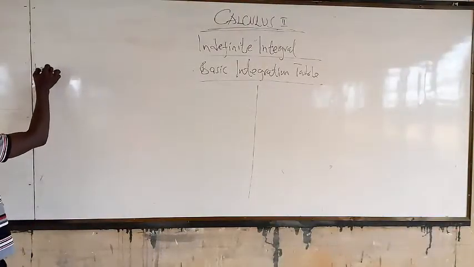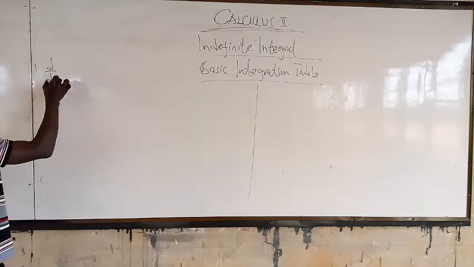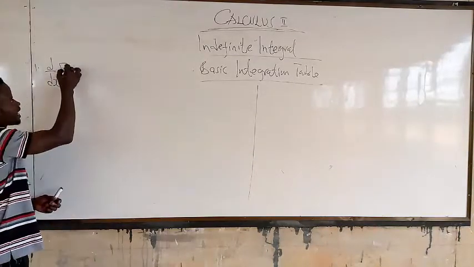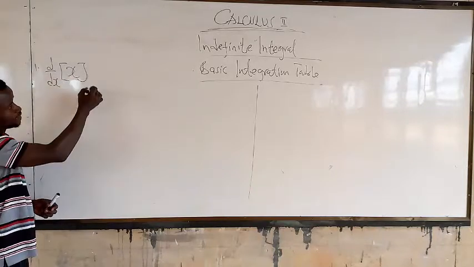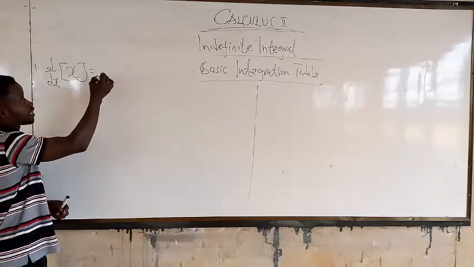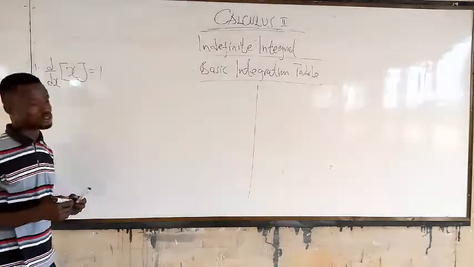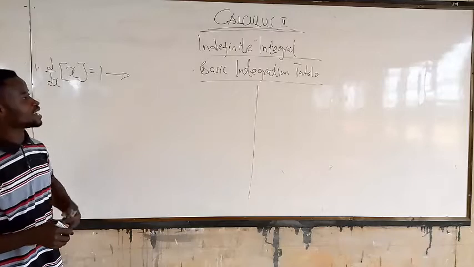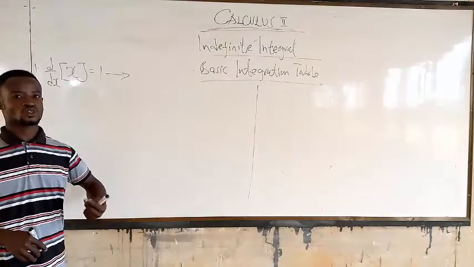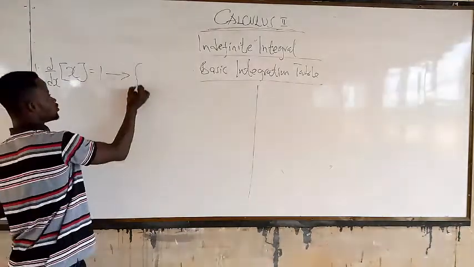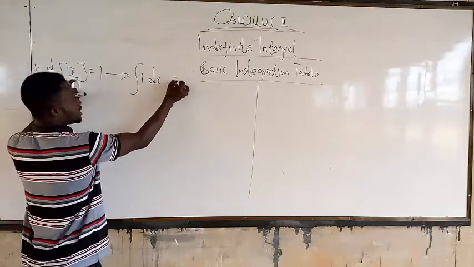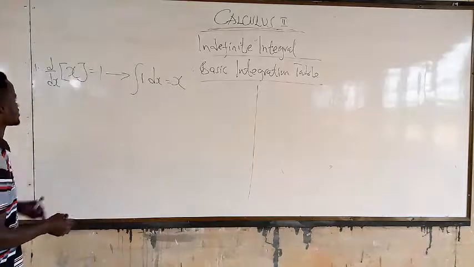1. If you differentiate x in differentiation, what will you get? 1. So what we are saying is that since integration is the reverse process of differentiation, when you integrate this constant with respect to x, you are going to get this back, and that is x.